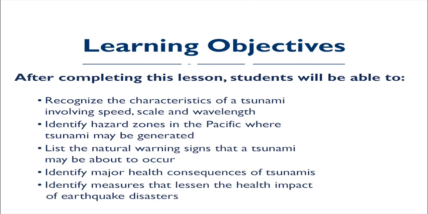We're going to list the 6 causes of tsunamis, compare and contrast the characteristics of tsunami waves as compared to surface waves, and we'll also list the conditions that must be present for an earthquake to cause a tsunami. In addition, we'll recognize the characteristics of a tsunami involving speed, scale, and wavelength. We'll identify hazard zones in the Pacific where tsunamis may be generated.